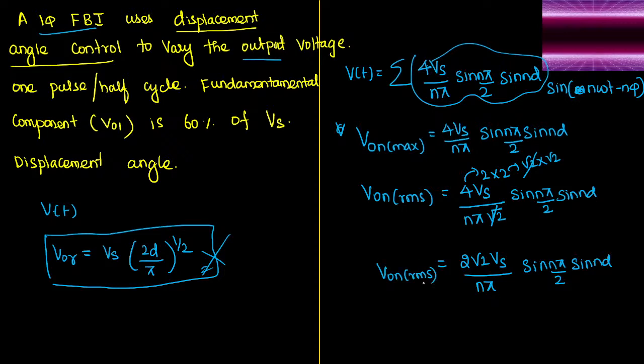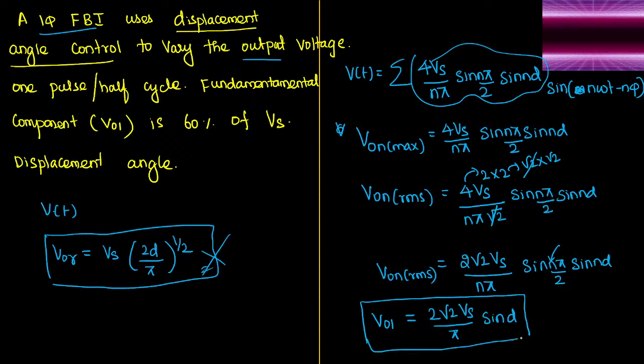Nth harmonic RMS voltage. From this, if you want to know the fundamental output RMS voltage, then replace n by 1. When I am replacing n by 1, it will become 2 into root 2 Vs by pi into sine d, because sine pi by 2 will become 1. This is the first conclusion. I hope you all understood this. This is the relation between fundamental RMS output voltage, supply voltage, and pulse width d.